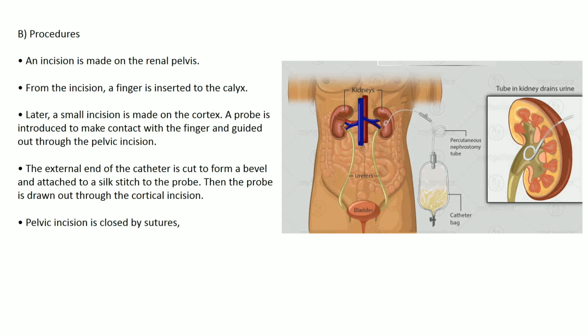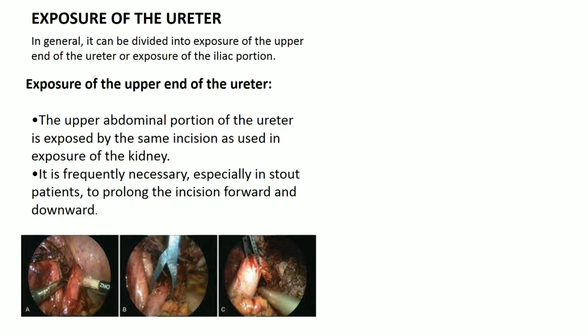From the incision, a finger is inserted to the calyx. Later, a small incision is made on the cortex. A probe is introduced to make contact with the finger and guided through the pelvic incision. The external end of the catheter is cut to form a valve and attached with a silk stitch to the probe, and then the probe is drawn out through the cortical incision. Pelvic incision is closed.